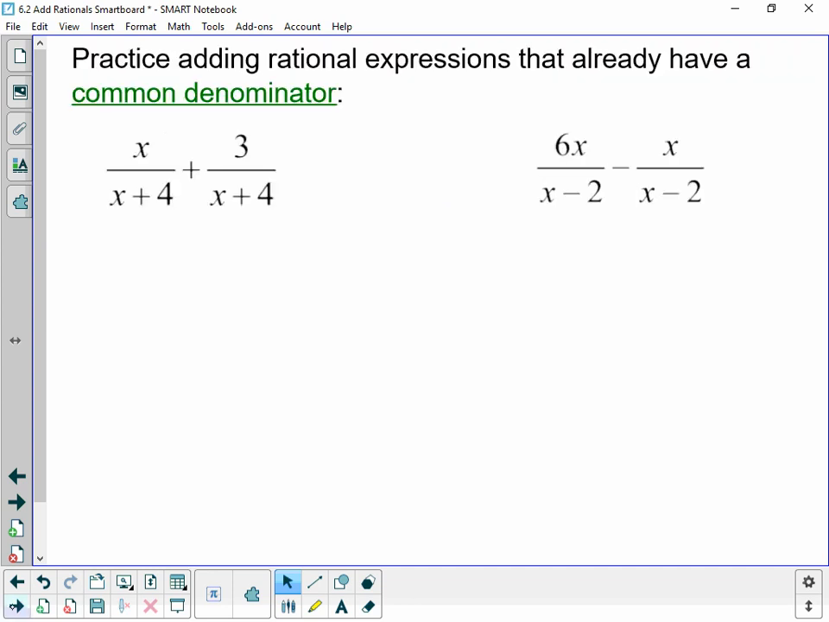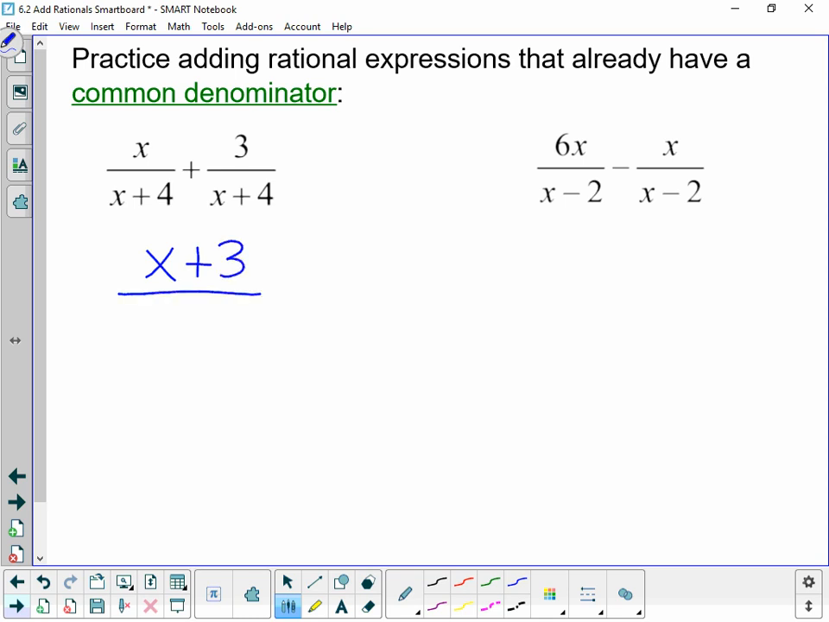So I want to have a couple examples that have a common denominator here. So here we have x over x plus 4. We're adding 3 over x plus 4. Well, if we combine those numerators, it would just be x plus 3. There's nothing more we can do to combine those two terms, and our denominator would stay the same. It will be an x plus 4.